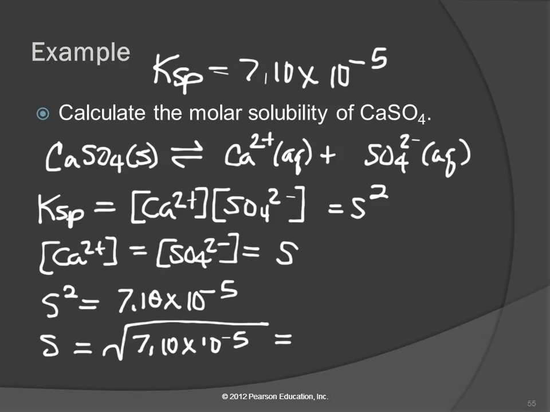And I'm coming up with 8.43 times 10 to the minus 3. And the concentration would be moles per liter, capital M. Any questions?